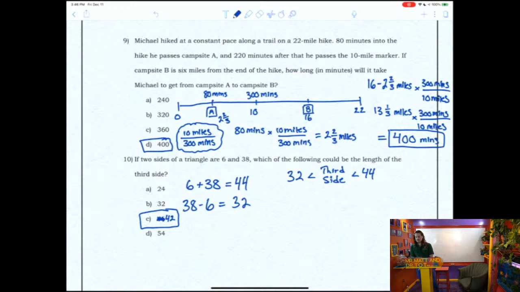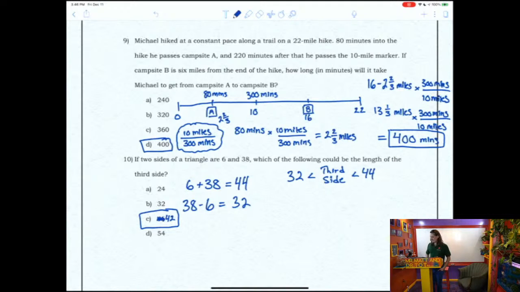So 16 minus 2 2/3 miles would represent the distance between campsite A and campsite B. That's going to be 13 1/3 miles. And we multiply that by the inverse of the rate that we originally wrote, because we want to make sure that miles cancel with miles. So I multiplied 13 1/3 miles times 300 minutes over 10 miles. And when you do that, you're going to get 400 minutes. So the answer here was D.